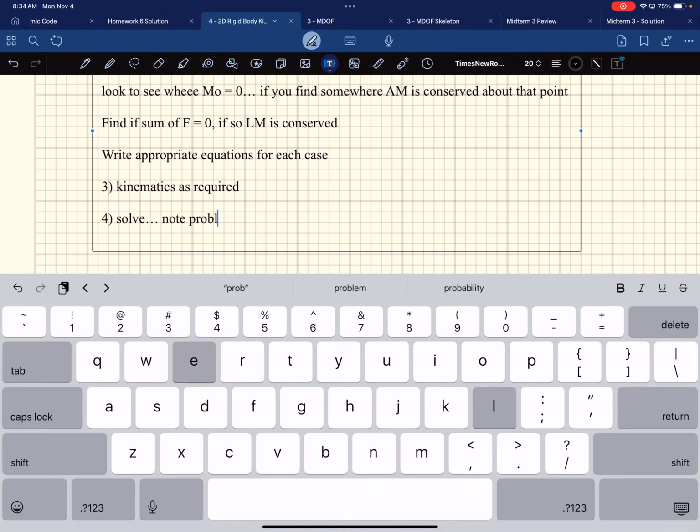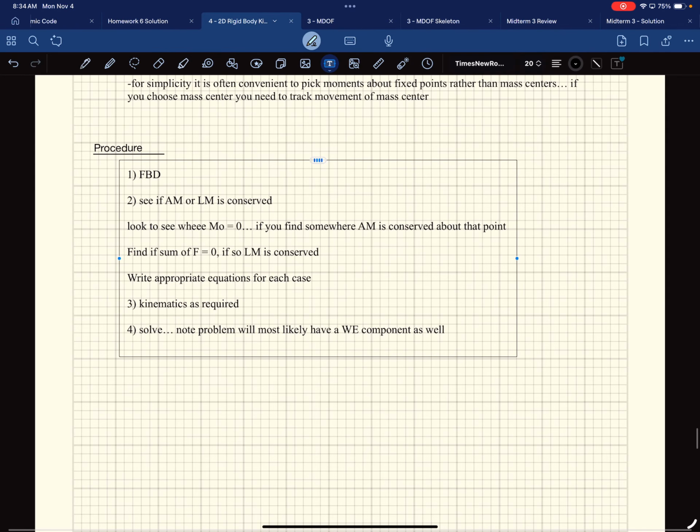Note, the problem will most likely have a work energy component. To make these a little bit more interesting, we're going to combine them with some work energies.